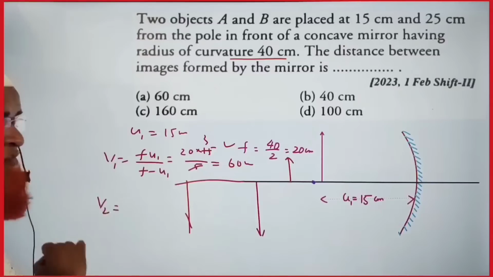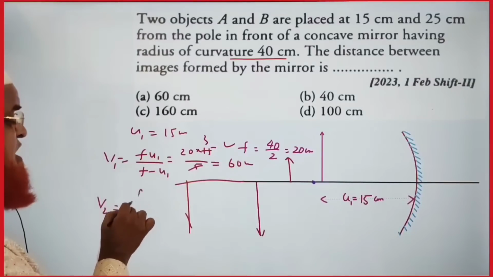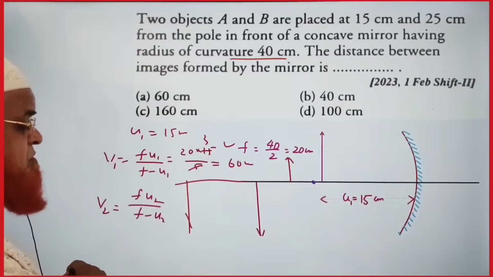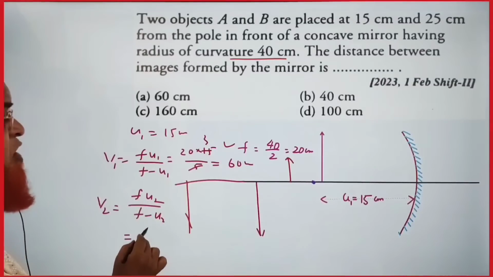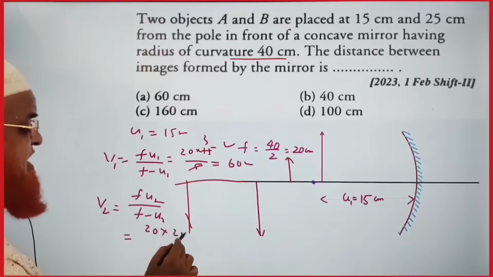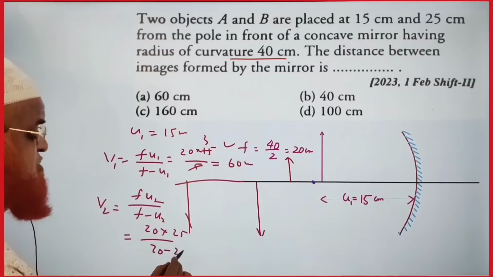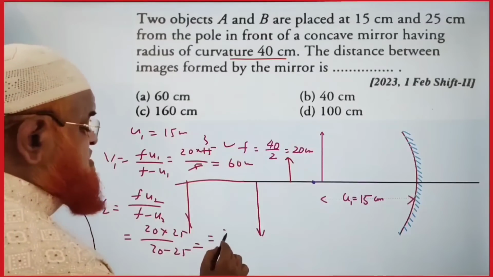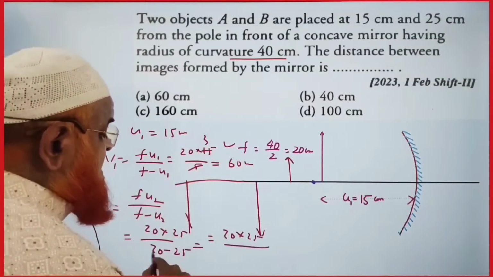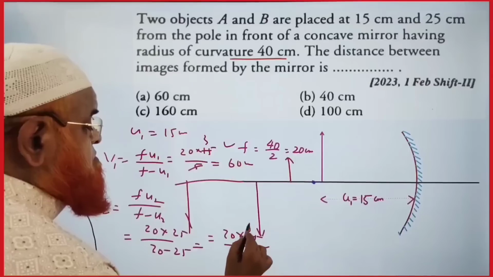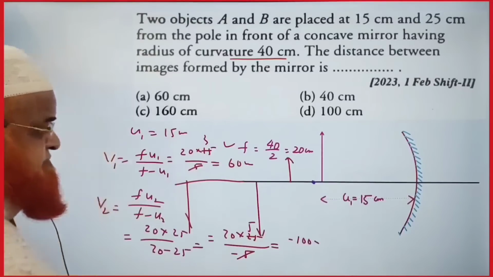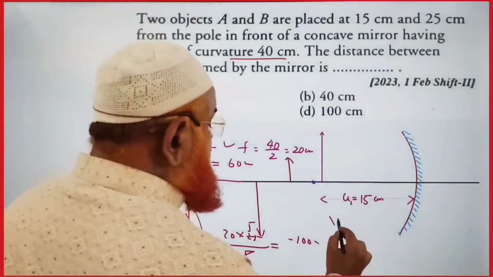Second image distance you have to find out v2. And how much it is going to be? fu2 by f minus u2. Okay. So if you substitute here, you'll be getting how much? 20 into 25 by 20 minus 25. Okay. So this is 20 into 25 divided by minus 5. So we're getting how much? Minus 100 centimeters.